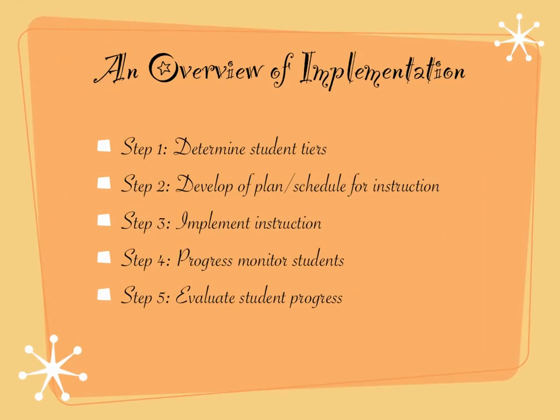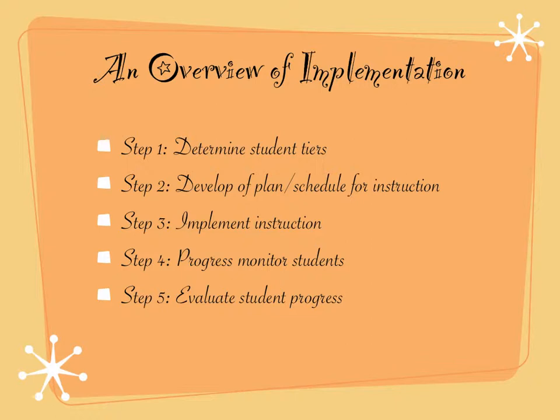This is an overview of the implementation. Step 1 is you will determine what tiers these students will be in. Step 2, you need to develop a plan or a schedule for the instruction. You guys can get together and work. Each grade level is going to be different. There's more support, especially for primary, more so than intermediate or middle school. Your PLCs will have to get together, and you guys will have to decide what's going to be the best schedule for you guys to be able to implement RTI.